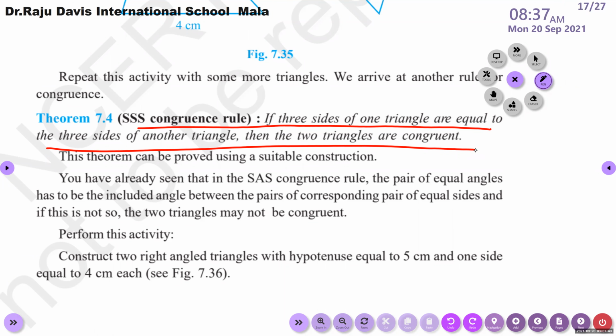Ma'am, we should write that? Yes, right. SSS congruence rule.